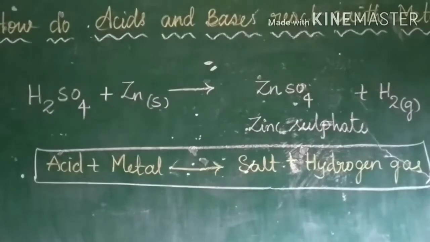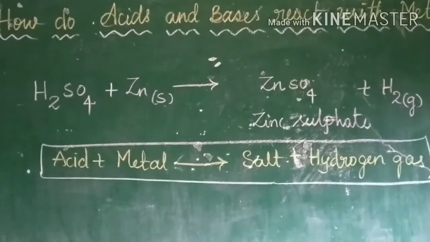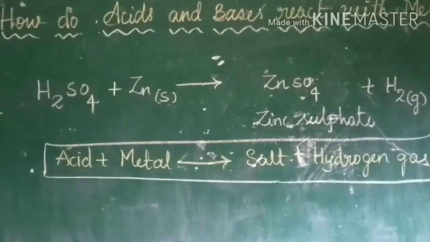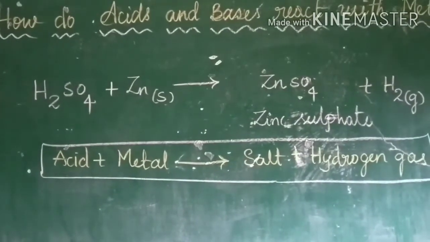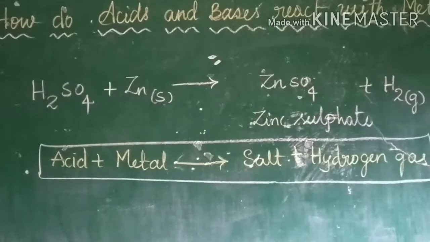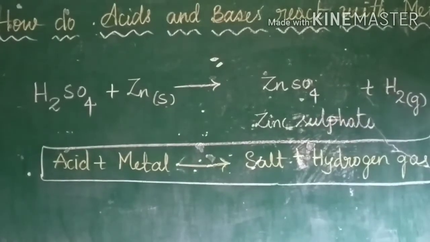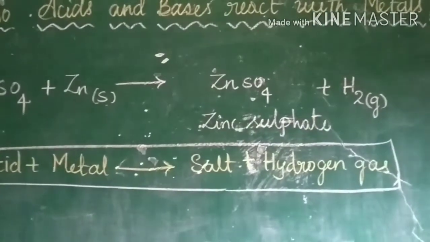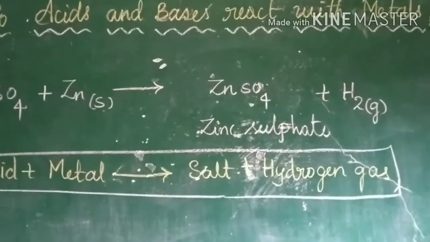In this reaction, we summarize: in presence of an acid, any kind of acid is used, and in presence of a metal, any kind of metal is used. When an acid reacts with a metal, it produces the respective salt with liberation of hydrogen gas.